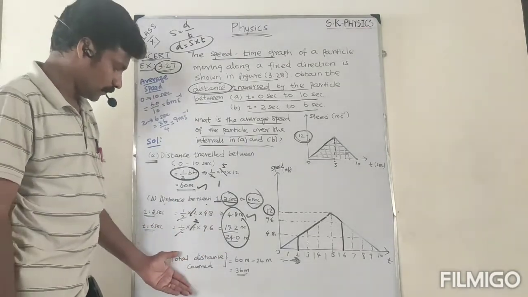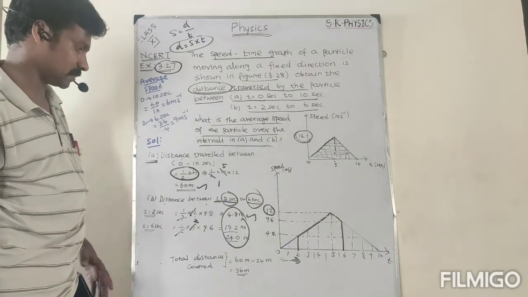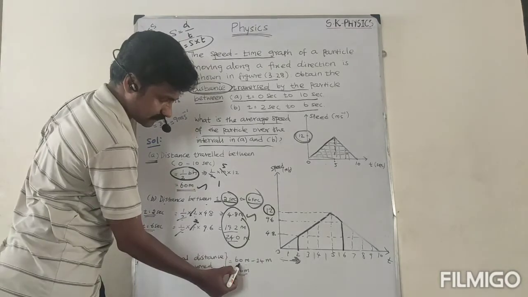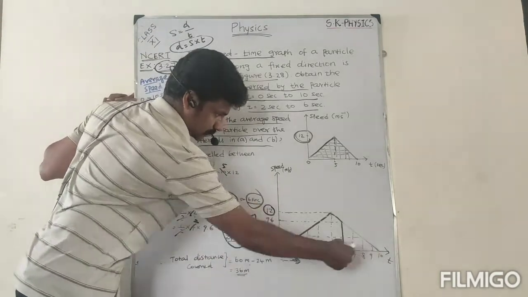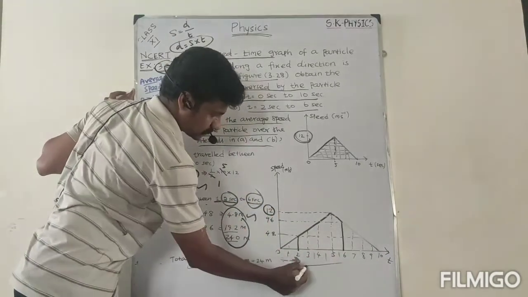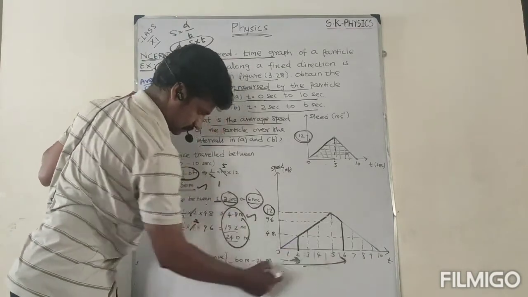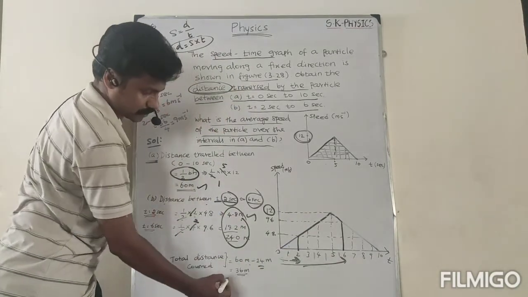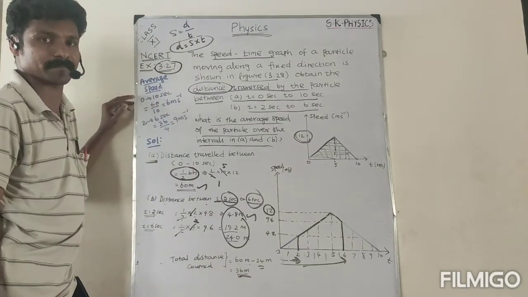So what about the total distance covered? The total distance covered we can say is 60 meters. Totally 60 meters. From the 60 meters we can subtract this 24. So the distance covered in the remaining portion is 36 meters.